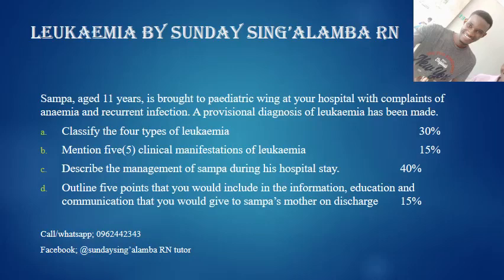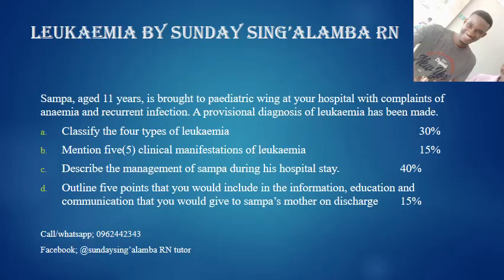Yes, so in our today's discussion, we'll discuss leukemia. The stem of the question says Sampa, aged 11 years, is brought to the pediatric wing at a hospital with complaints of anemia and recurrent infections. A provisional diagnosis of leukemia has been made. So question A says classify the 4 types of leukemia.